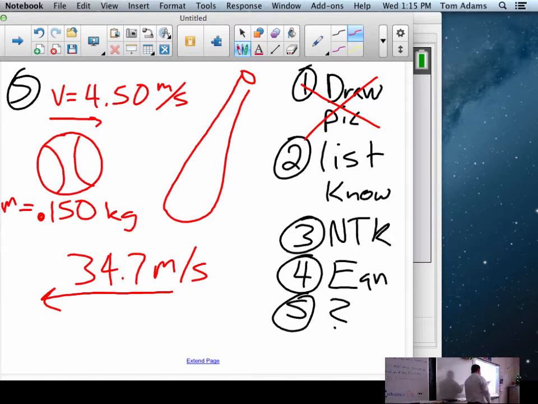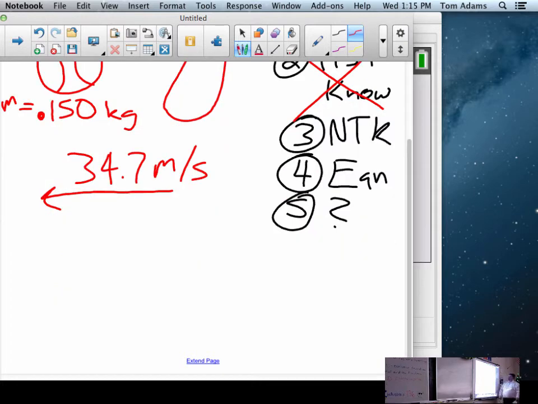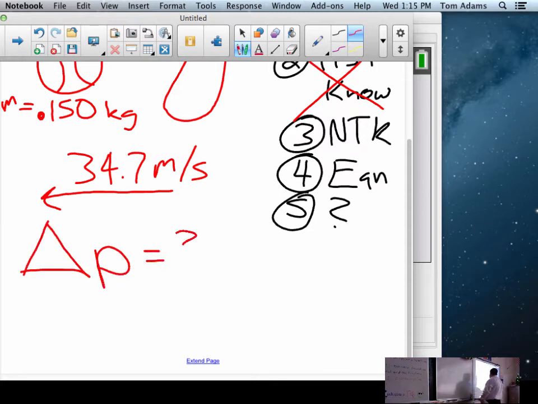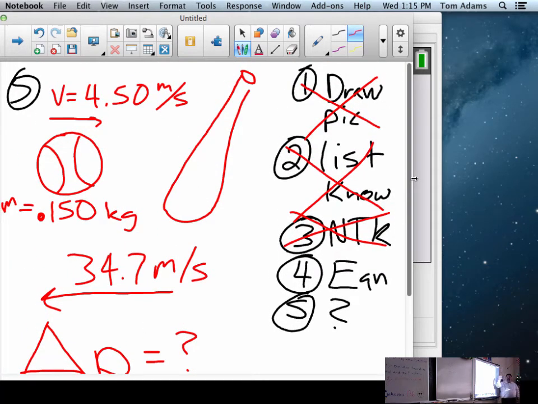All right, so now if I've listed what I know, now when we read the textbook, what is it asking us? What do we need to know? What is the question that the textbook is asking us? What is the change in momentum? So now that I've listed what I need to know, what's the next step? Equation. At this point, there's probably some sort of equation that links velocity and mass.